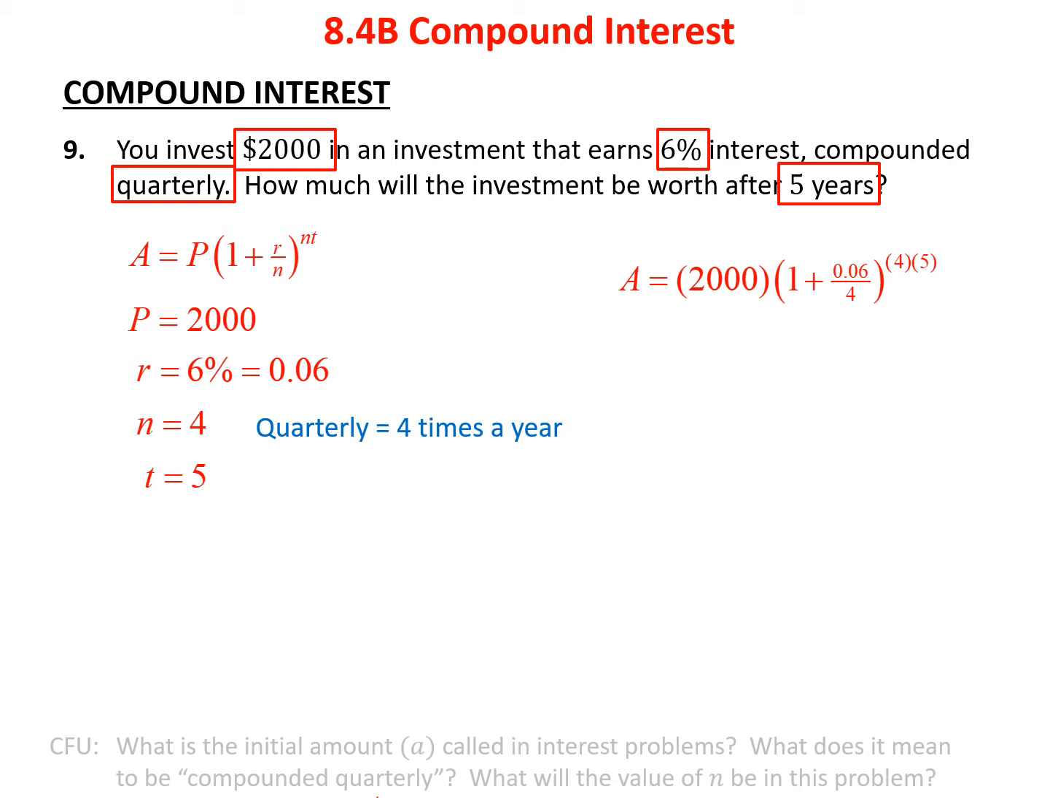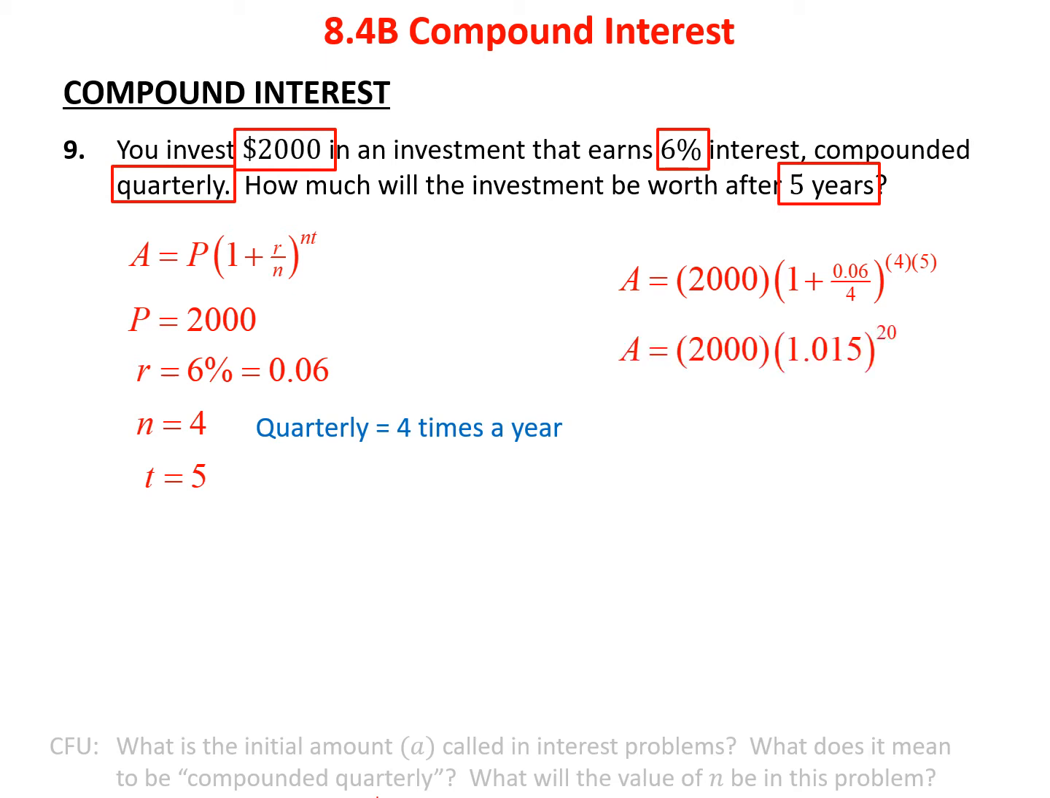My growth factor, 1 plus 0.06 divided by 4. Again, 6% is my annual rate, but I'm going to do that 4 times a year, so I don't charge 6% each time. I charge 1/4 of 6%. That's where I get this 0.06 divided by 4. That's what I charge each time quarterly. Likewise, how many times am I going to do this? 5 years, but I'm going to do it 4 times every year, so 4 times 5.